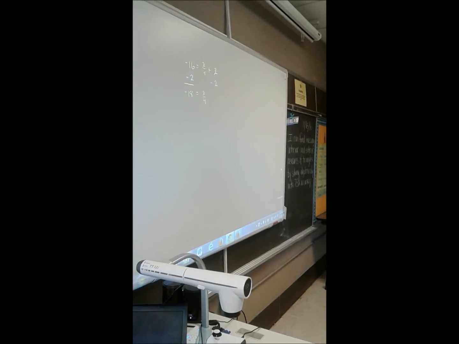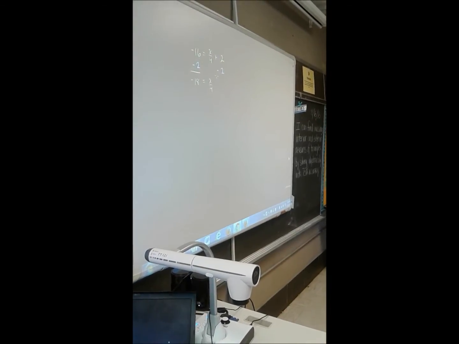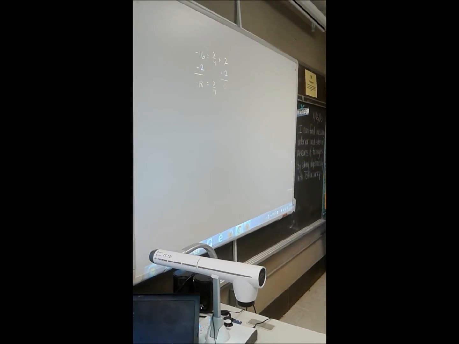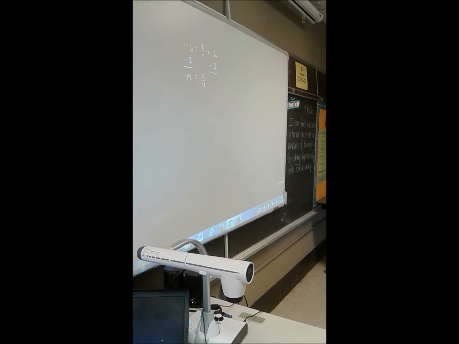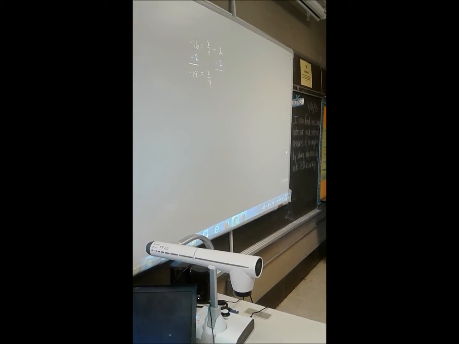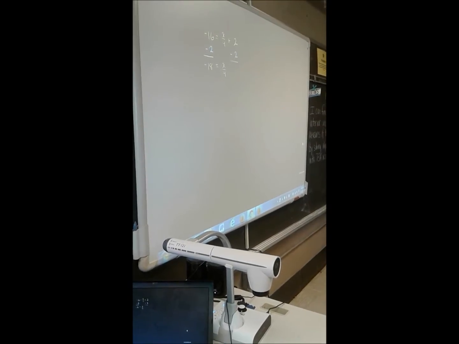and then we have positive 2 minus 2, which is just going to be 0, so we don't even have to write that. We could write a plus 0, but I think that's a little unnecessary. And so we have negative 18 is equal to x over 4, and our whole goal here is to isolate the x, to solve for the x.